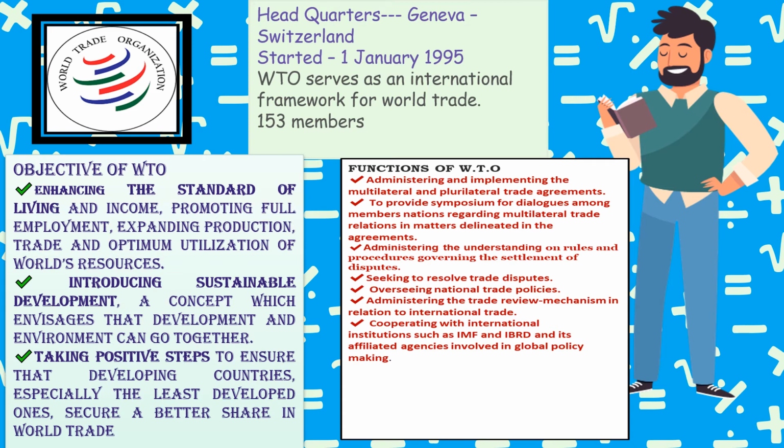Now, what are the functions of WTO? To administer and make laws or policies for international trade, to settle disputes between two nations regarding trade, and to oversee national trade policy. The next one is to administer the trade review mechanism in relationship with international trade. And the last one is to cooperate with international institutions such as IMF, IBRD, and other agencies involved in global policy making.